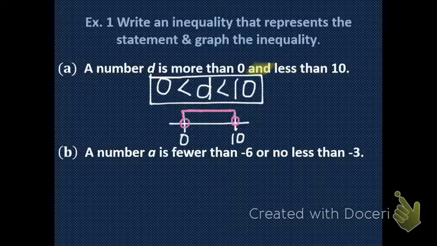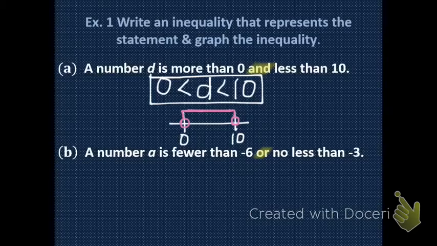All right, now letter B. A number A is fewer than -6 or no less than -3. So what type of problem are we dealing with here? Or. Again, highlight it, underline it, make it stand out. So if this is an or problem, how many inequalities am I actually writing? 2. I'm writing 2 separate inequalities.